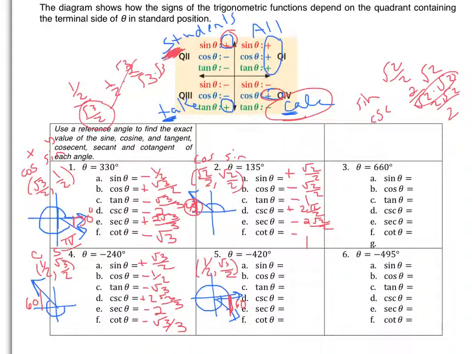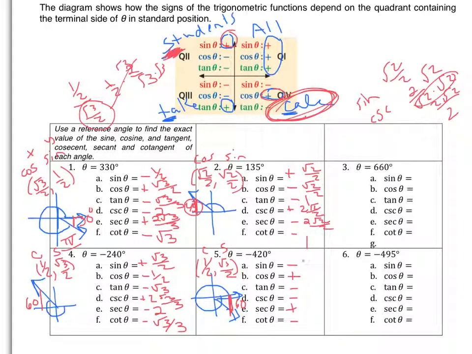And I know that this is cosine, this is sine. And in the fourth quadrant, I know that cosine is positive, so I know that cosine and secant are both positive, and everything else is negative. So let's go ahead and figure that out.